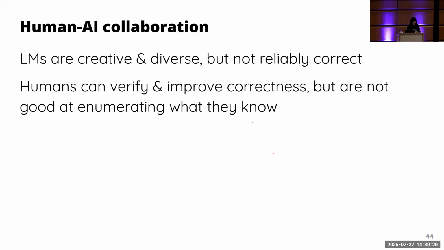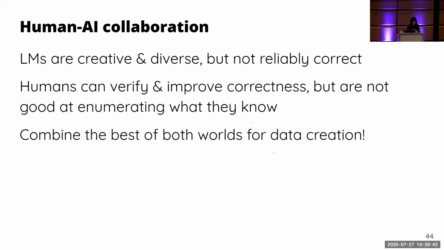In contrast, humans are pretty good at verifying correctness, and improving the quality of an example. But we're not good at enumerating examples of what we know how to do. So the hope behind human AI collaboration is to leverage the strengths of each party for data creation.